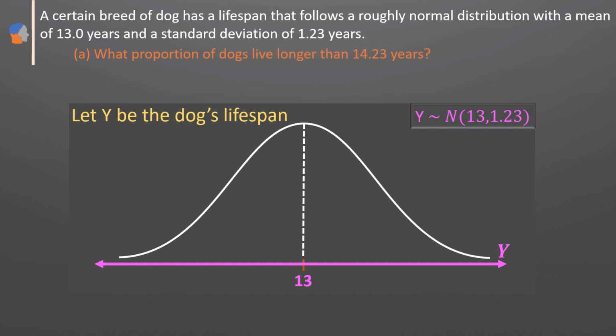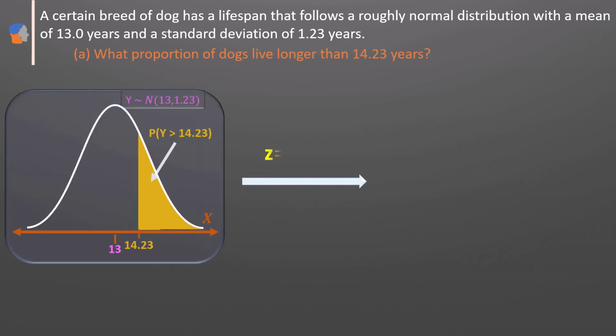Proportion means probability. That means the area under the curve and right of 14.23. In mathematical notation, we can write P(y > 14.23). That means probability of y greater than 14.23. Right. What is the next step? We need to convert this to the z. How do we convert? (y minus mu) over sigma.